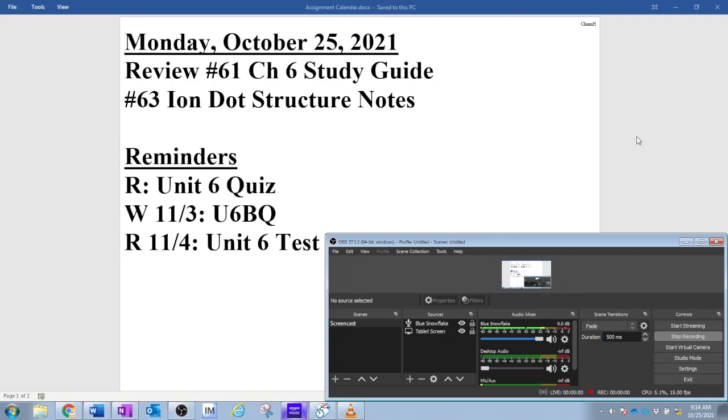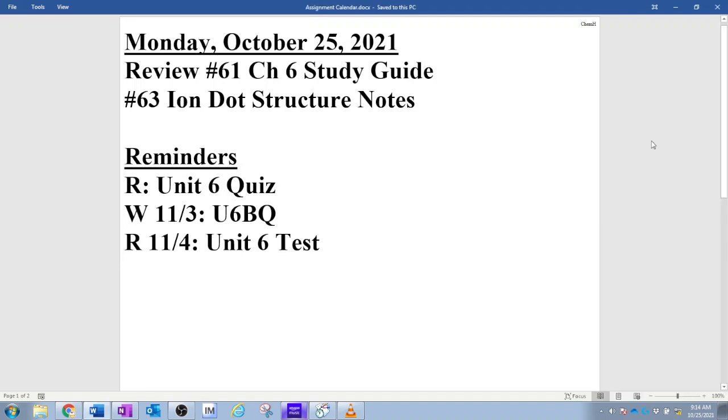All right. So we're going to go over the Chapter 6 study guide. Guess what? We're doing metallic bonding today. We're going to do it with that study guide. There's not a ton of information to know about metallic bonding, and then we'll move on to ion dot structures.